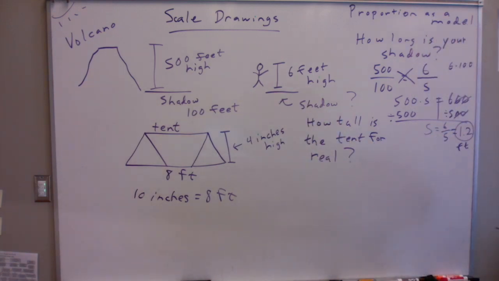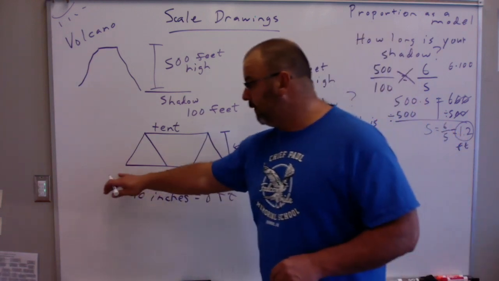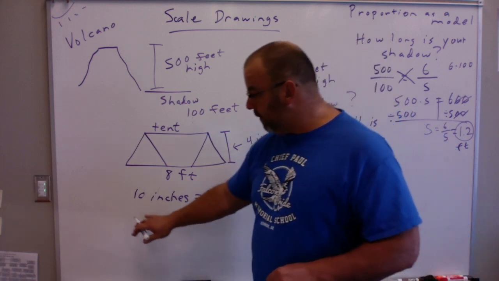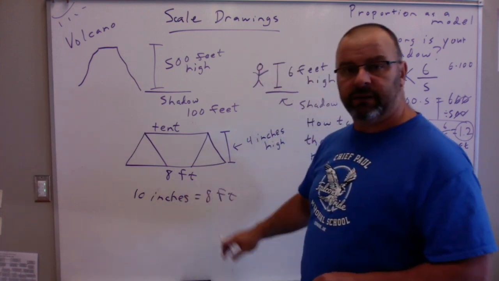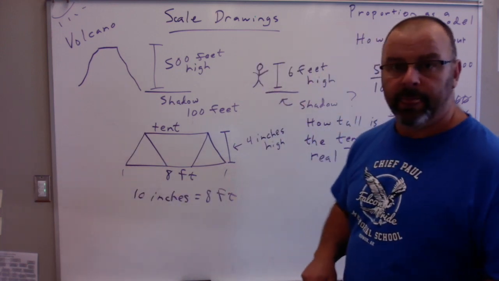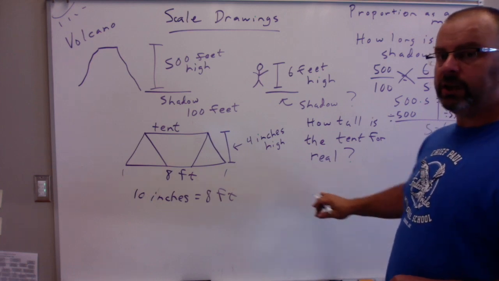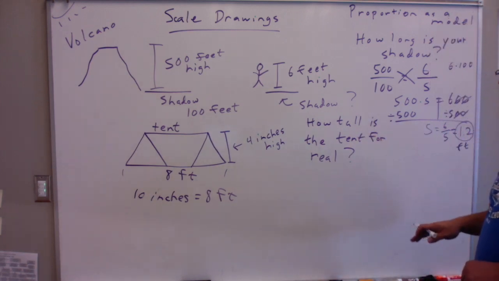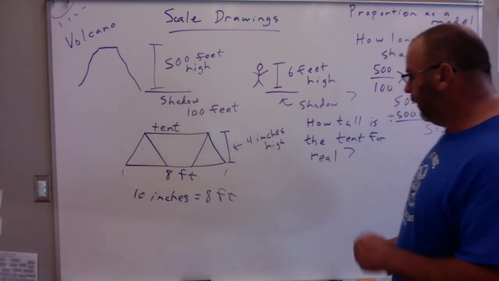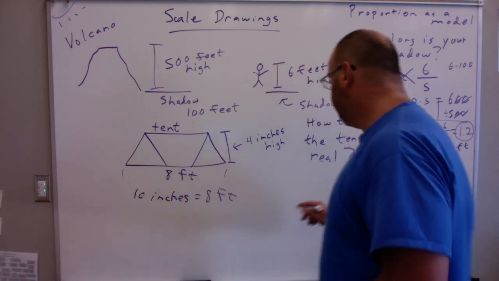Now, let's say you're going to go camping. You set up a tent. And the tent is 8 feet long. Okay, you know that. And it says on the package 10 inches equals 8 feet. So this is actually 10 inches in the drawing. Okay? So in the drawing, it's 4 inches high. So the question is, how tall is a tent for real? In other words, how high is it? Okay? For sleeping in. So we're going to use the scale that 10 inches is 8 feet.